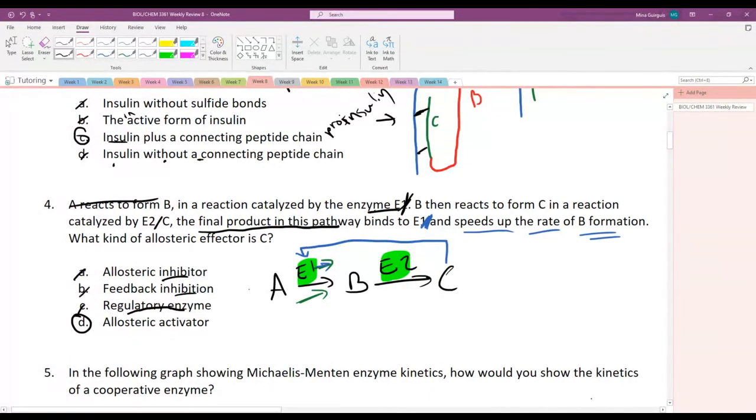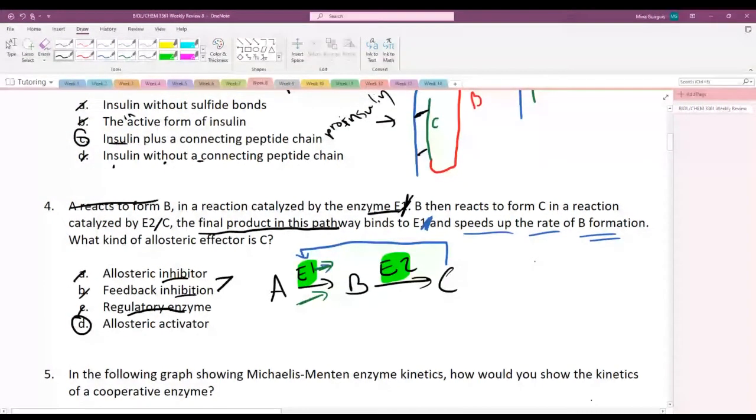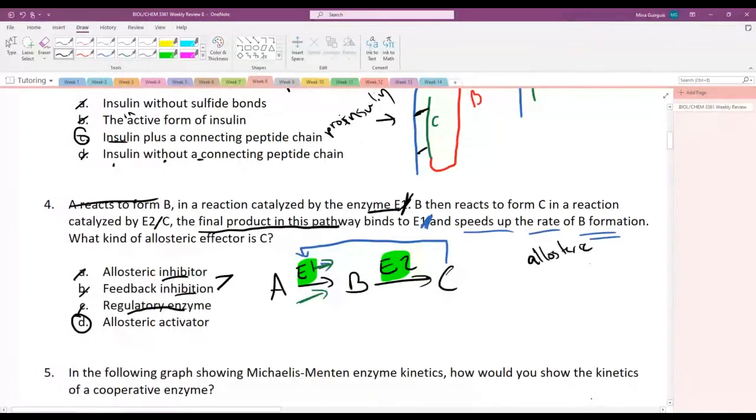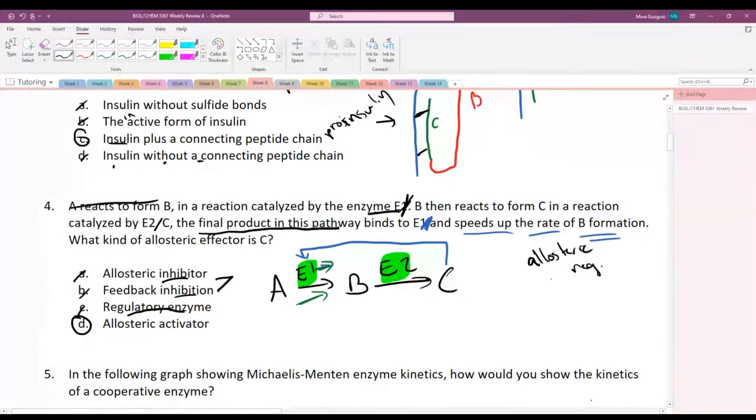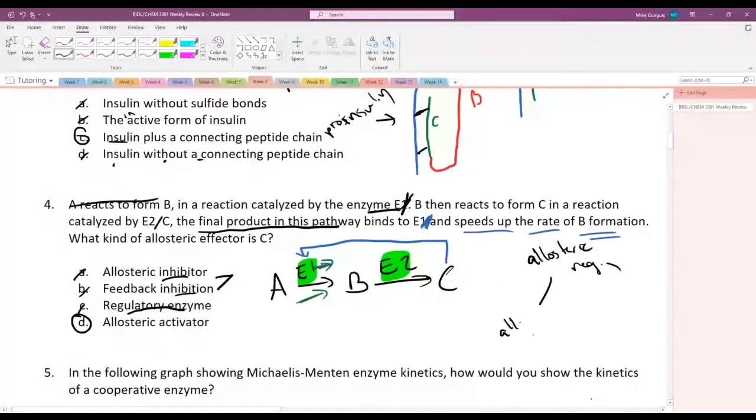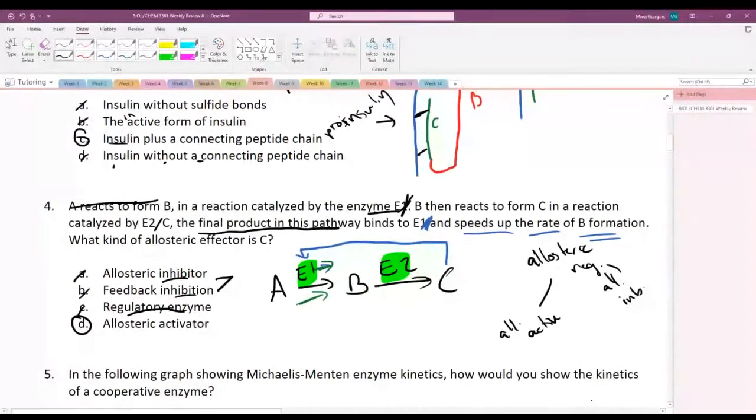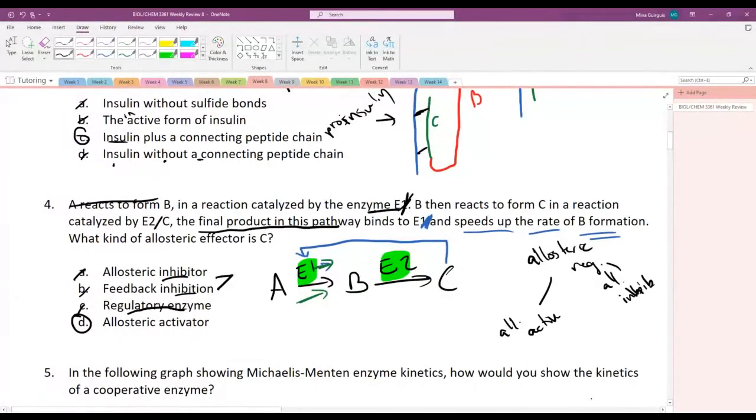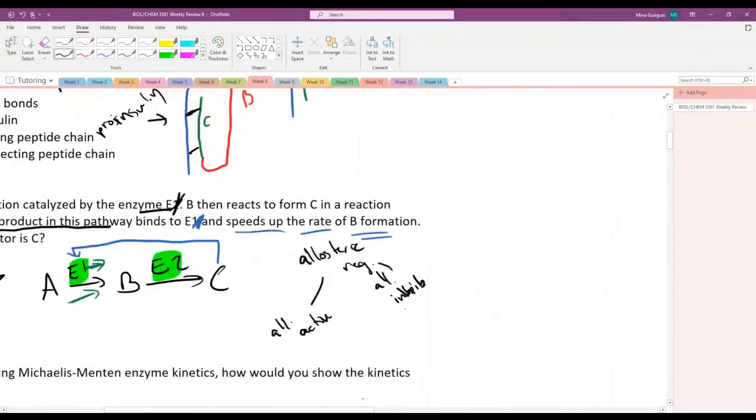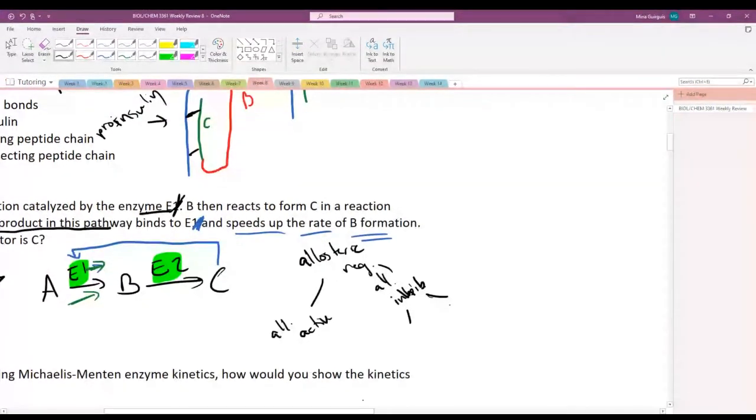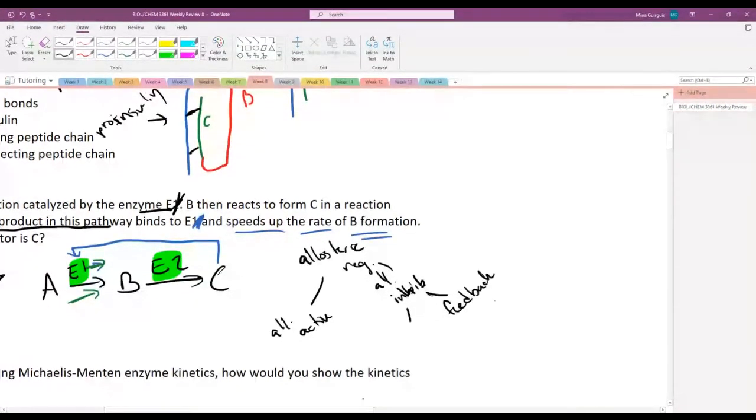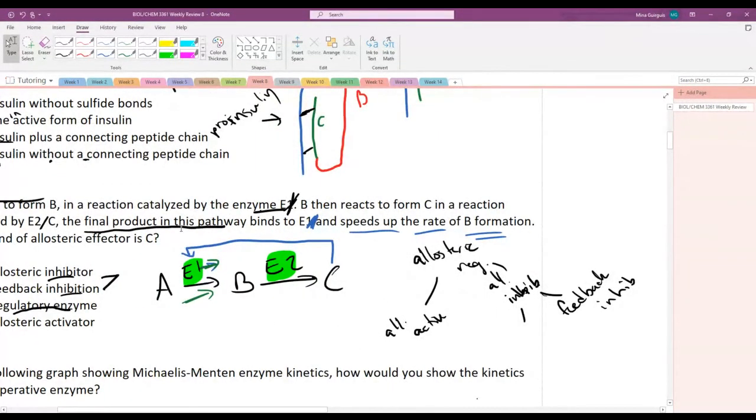So allosteric regulation is kind of the top of this tree, and then it branches out into allosteric activation and allosteric inhibition. From allosteric inhibition, we branch out again to just regular old inhibition and then to feedback inhibition. So feedback inhibition is basically what happened here, except if our blue arrow was red.